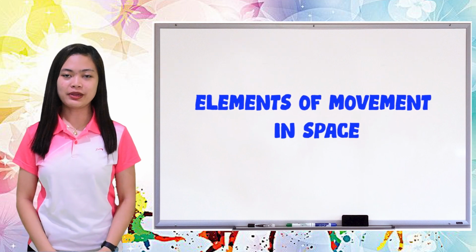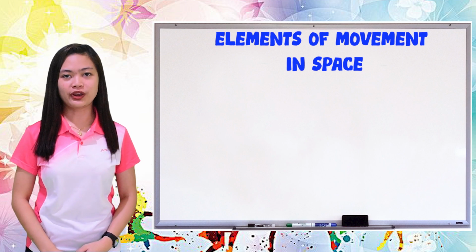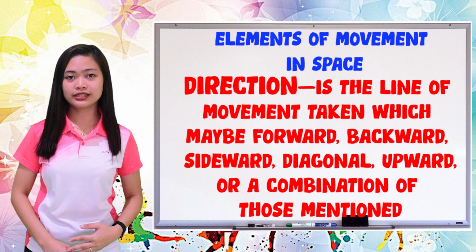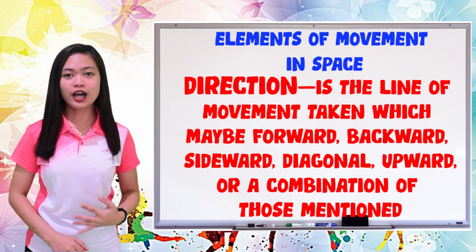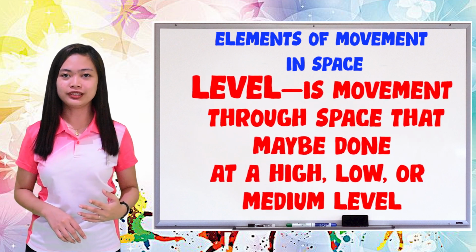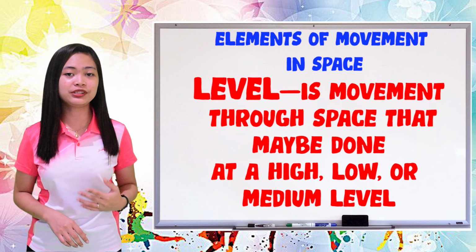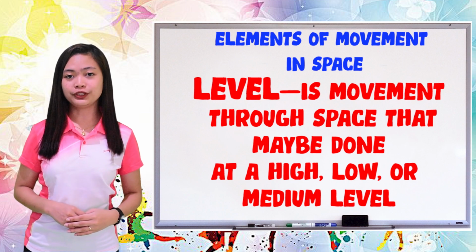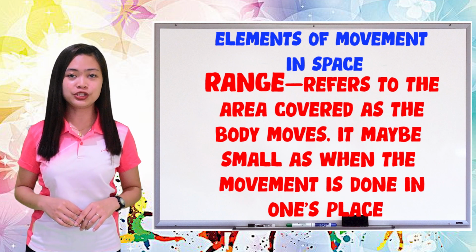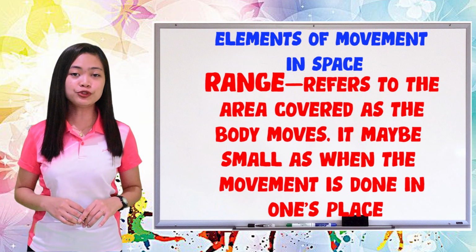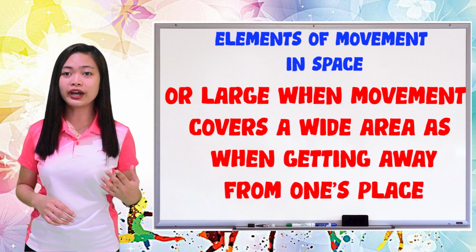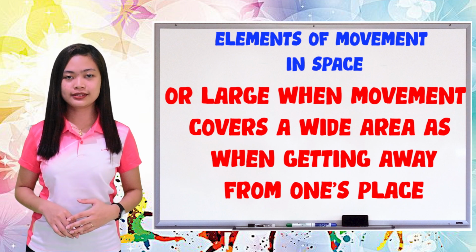Elements of movement in space. First we have direction. It is the line of movement taken which may be forward, backward, sideward, diagonal, upward, or a combination of those mentioned. Next we have level. It is the movement through space that may be done at a high, low, or medium level. Next is range. It refers to the area covered as the body moves. It may be small as when the movement is done in one's place, or large when movement covers a wide area as getting away from one's place.